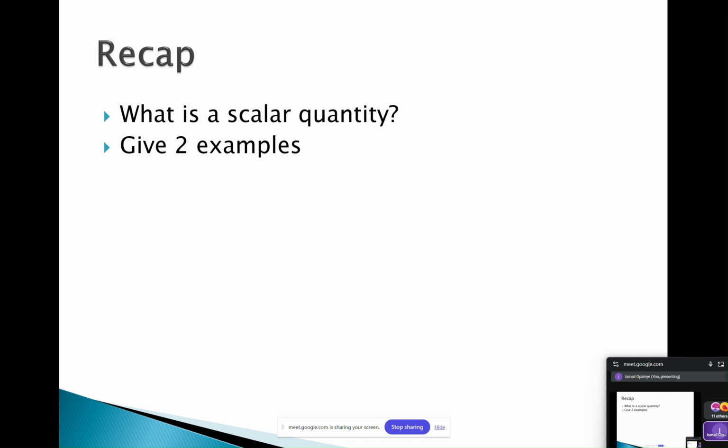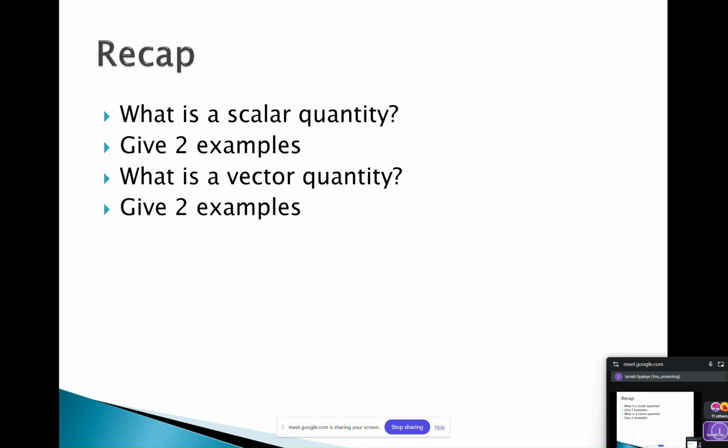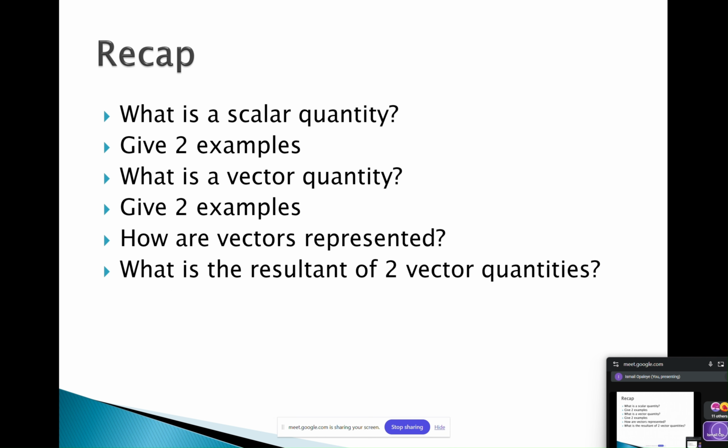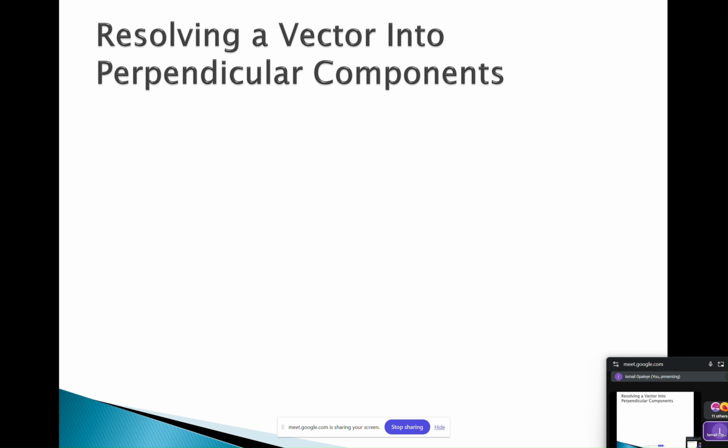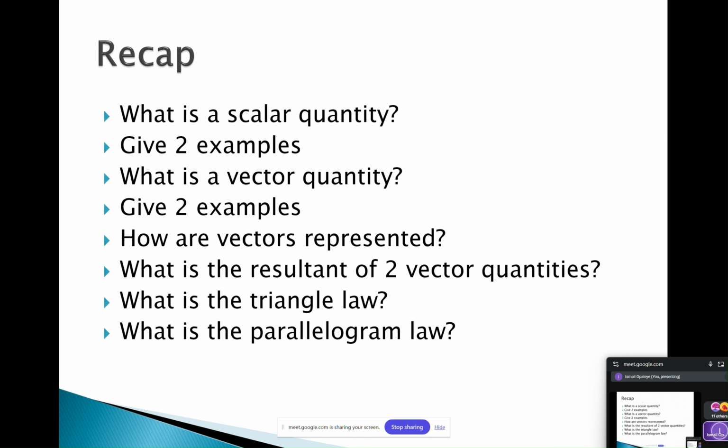So recap. What is a scalar quantity? Give two examples. What is a vector quantity? Give two examples. How are vectors represented? What is the resultant of two vector quantities? What is the triangle law? What is the parallelogram law? And then resolving a vector. Snap this and send to the group as an assignment. Popola, please help me to do that. I've done that, sir. Sent to the platform for assignment.